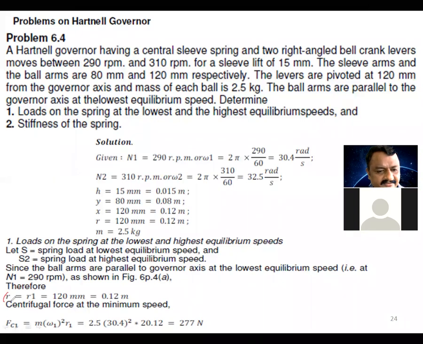R, minimum radius of rotation, is equal to R1 equal to 120 millimeter. That is given. Minimum radius of rotation is given. That is the fixed distance. So centrifugal force, if I am finding, Fc is equal to m omega square R1, where m is mass of the ball given, fly ball 2.5 kg. Omega is given by 2 pi n by 60.